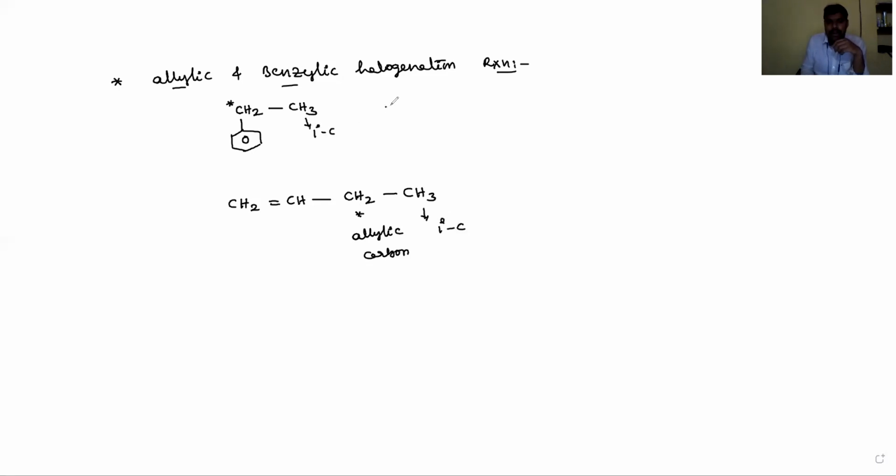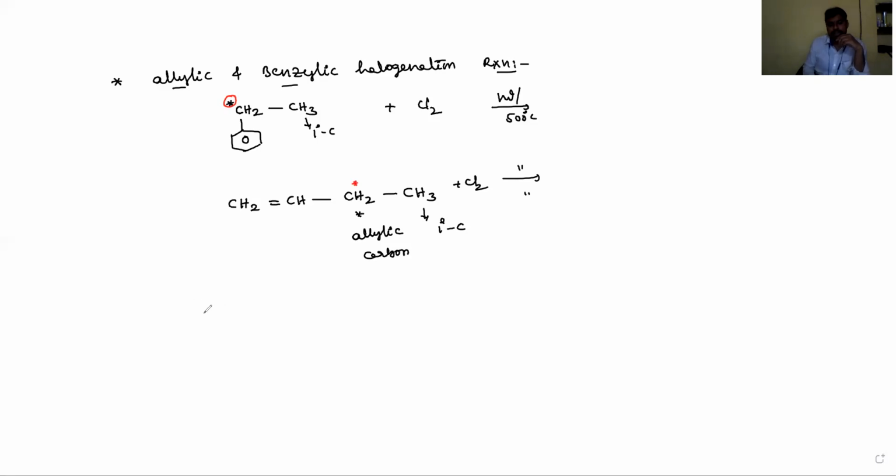Now we want to do halogenation. You have to use chlorine in the presence of sunlight, at high temperature of around 500 degrees Celsius. In both cases, the halogenation will take place at the benzylic position as well as the allylic position.